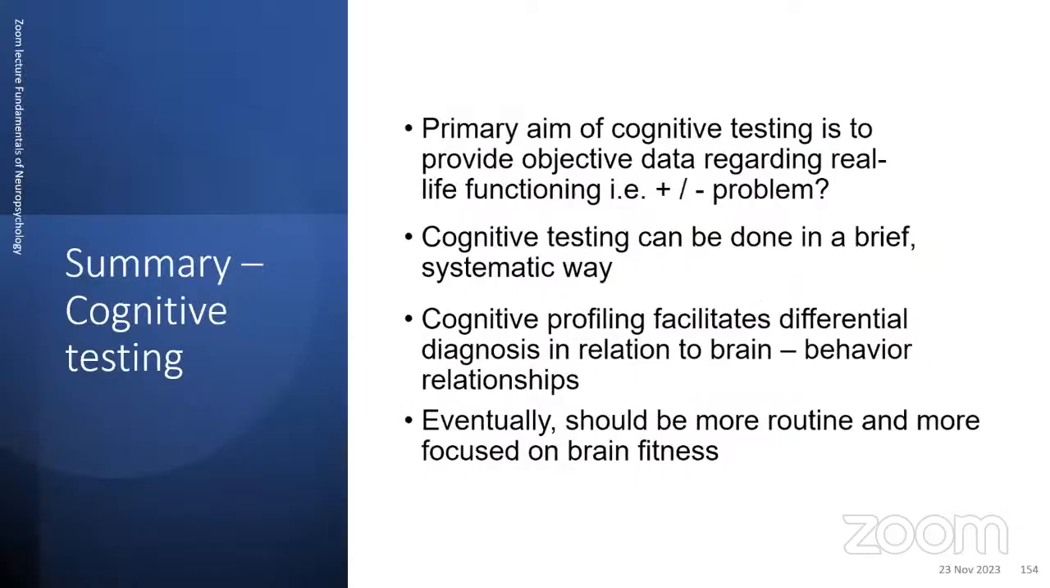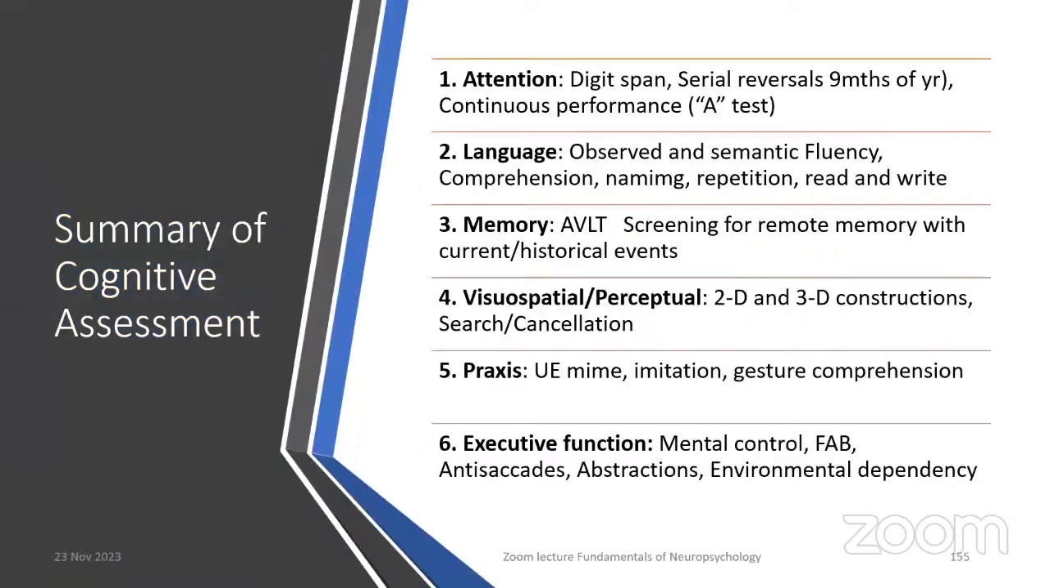So, summary: the primary aim of cognitive testing is to provide objective data regarding real-life functioning. Cognitive testing can be done in a brief, systematic way. Cognitive profiling facilitates differential diagnosis, and brain-behavior relationships eventually should be more routine and more focused on brain fitness. So I think that finishes our cognitive assessment: attention, language, memory, visual spatial, praxis, executive function. These are the six domains which you have to concentrate on.